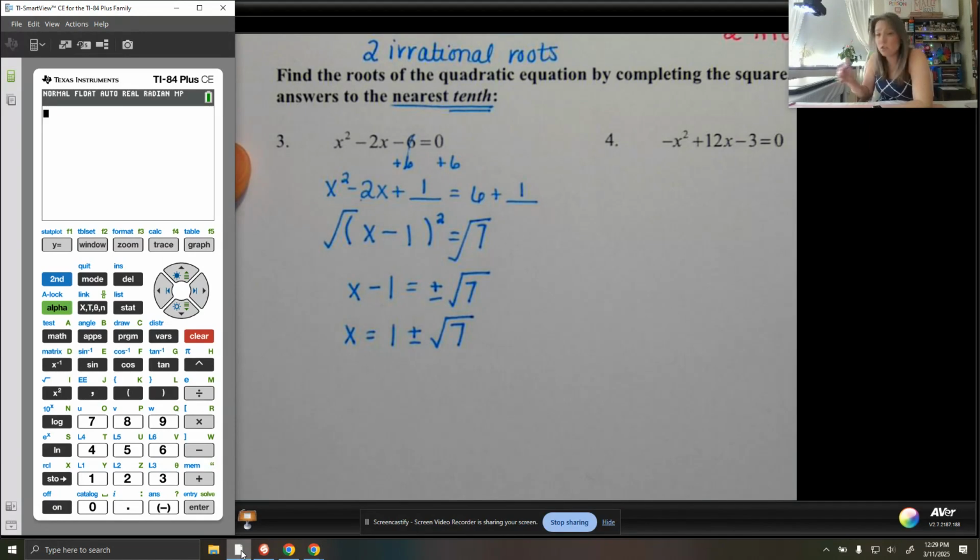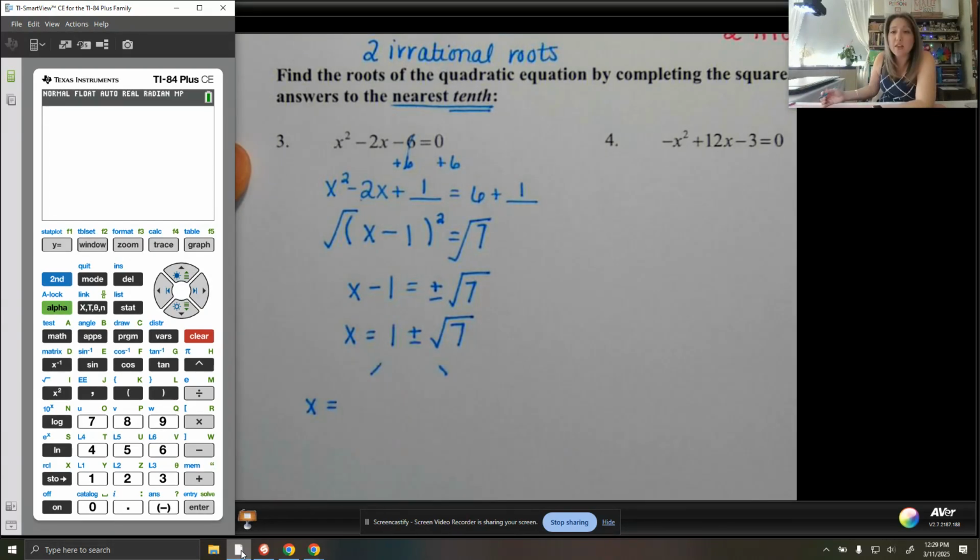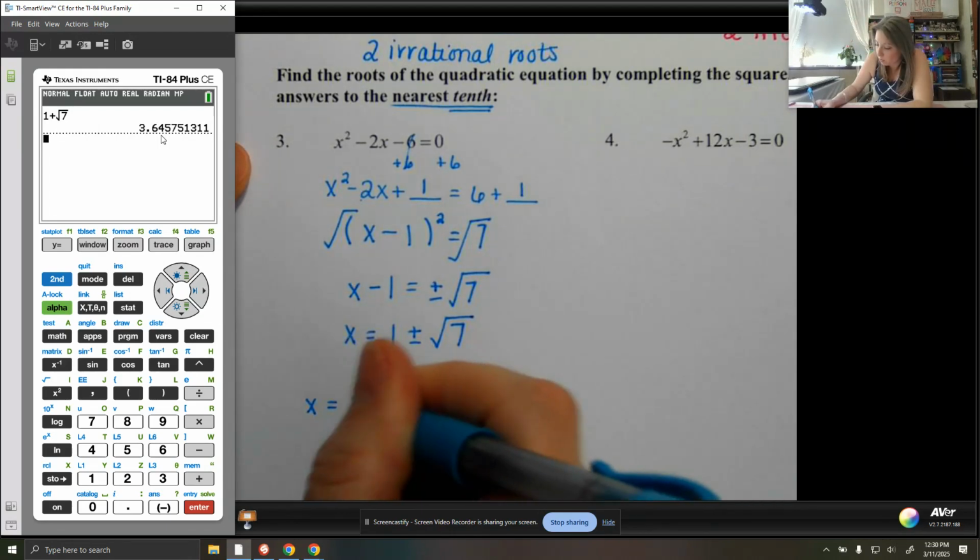Well, this time, the answer is still that there are 2 irrational roots. But we are going to find each of these separate roots to the nearest tenth in our graphing calculator. So I'm going to type in 1 plus radical 7 and see what I get and round it to the nearest tenth. So I get this decimal 3.6457, blah, blah, blah. Rounding to the nearest tenth means looking at the hundredths place, this 4, and asking yourself, well, 4 and down, we would round down. So we keep that as the 3.6. And then 5 and up, we round that place up. So in this case, it's going to be 3.6.